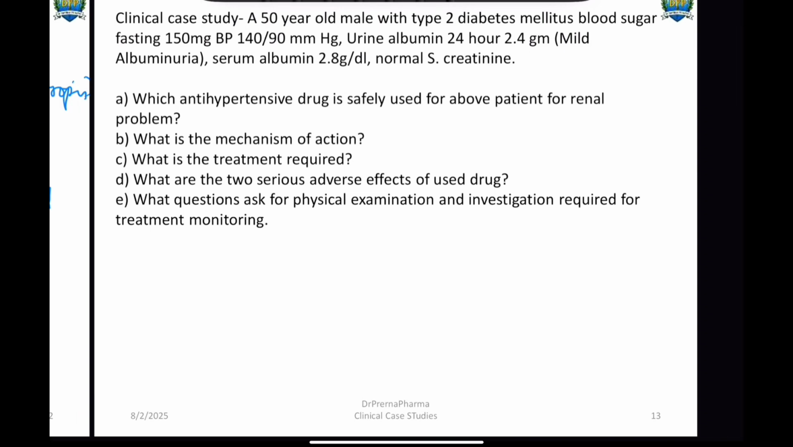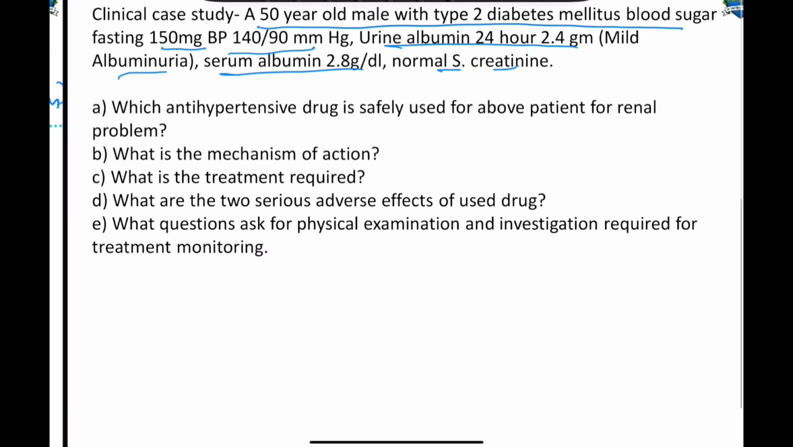The last question in this series: a 50-year-old male with type 2 diabetes mellitus, blood sugar 150 milligram, blood pressure is raised, urine albumin is there, so mild albuminuria, serum albumin normal, serum creatinine. So the diagnosis here, we can say that it is diabetic nephropathy with hypertension. Which antihypertensive drug is safely used in renal problem?